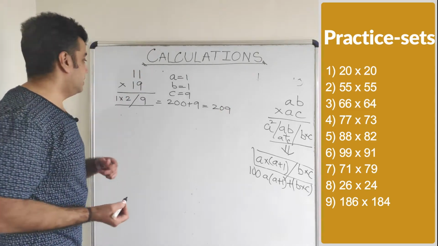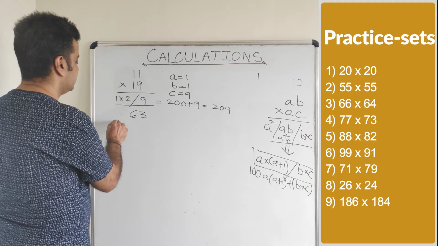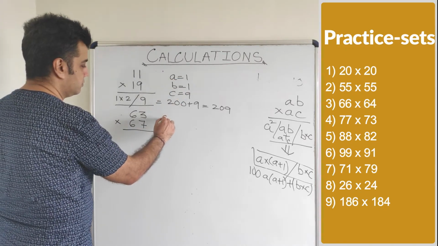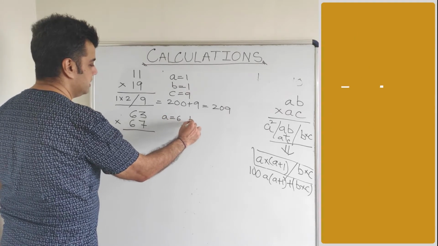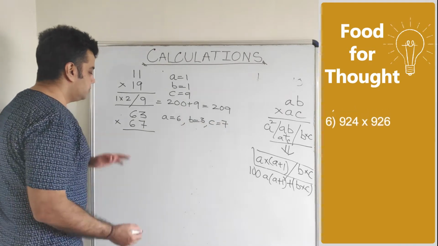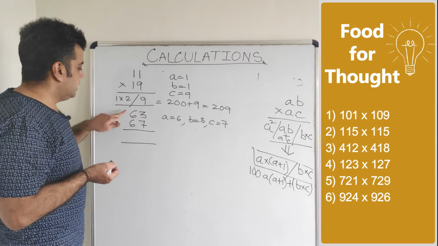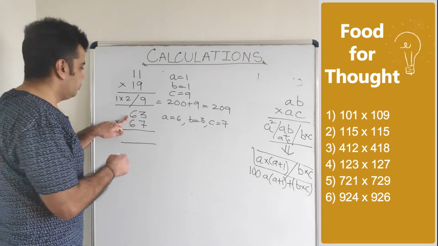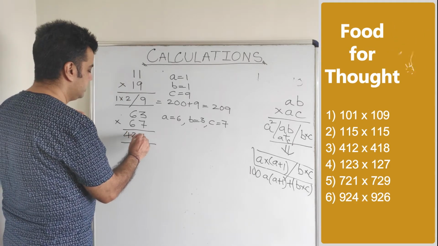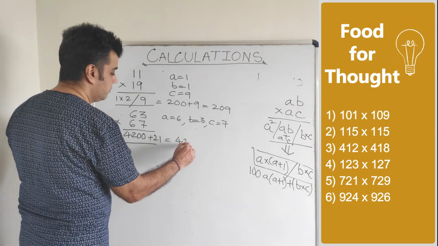We'll take one more example here. Let's say 63 into 67. Now I know how to identify this. The value of a here is 6, the value of b is 3, and the value of c is 7. Can I save some time here? Yes. Now a into a plus 1 is 42. Now 42 needs to be multiplied by 100, which is 4200. And then I need to add 21. So can I say this is 4221?